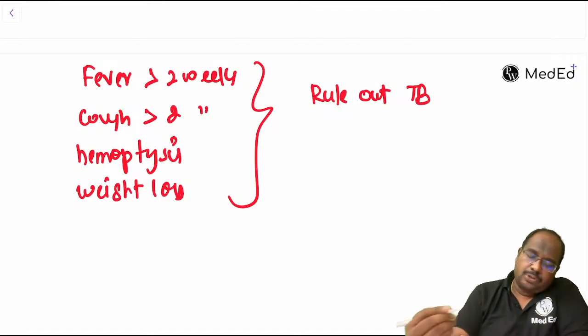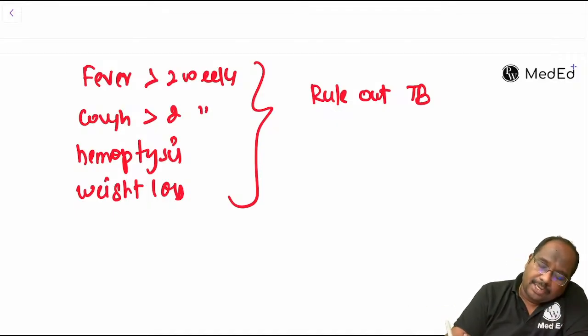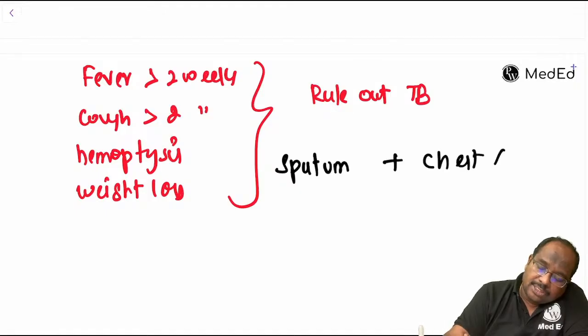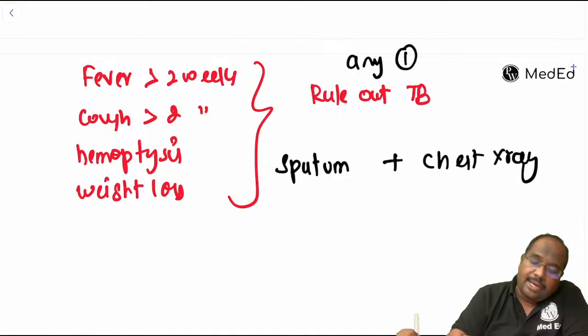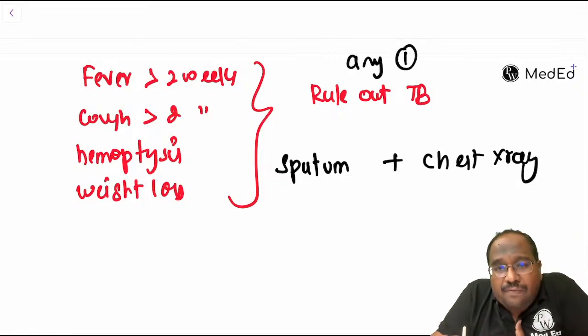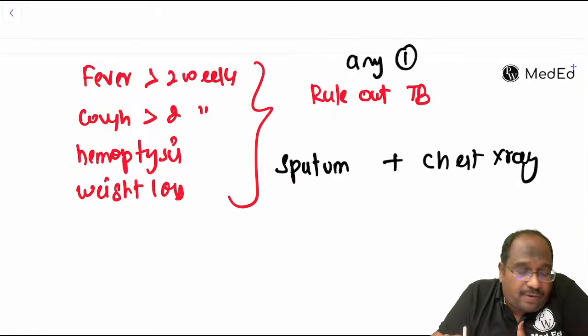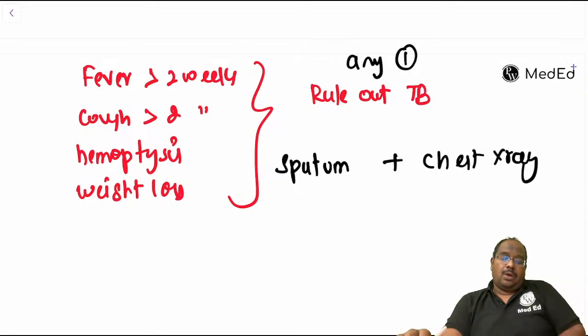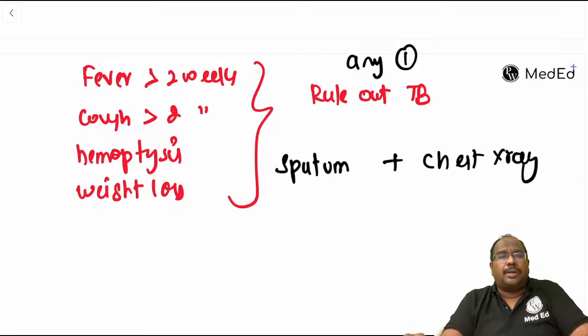Then what are you supposed to do? You are supposed to take sputum. What is the investigation? Sputum plus chest X-ray. If any one of them is there, you rule out TB. There is a cough, also fever, any one is there. So sputum and chest X-ray.